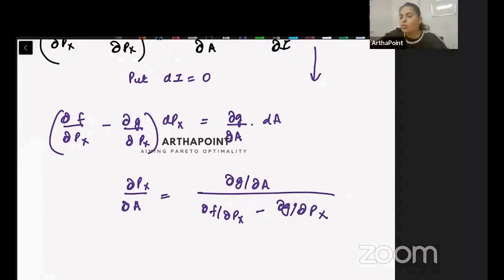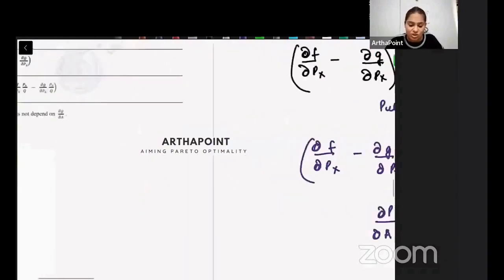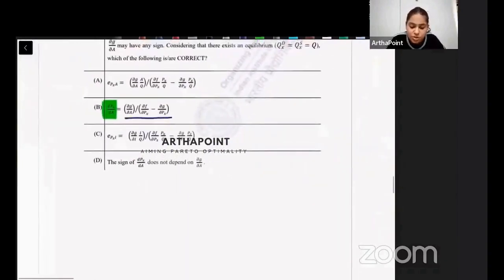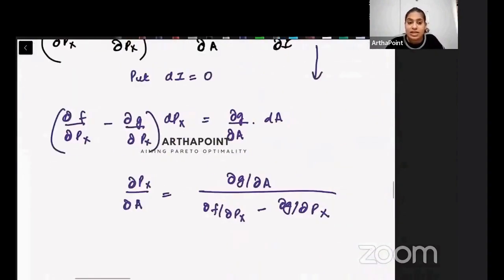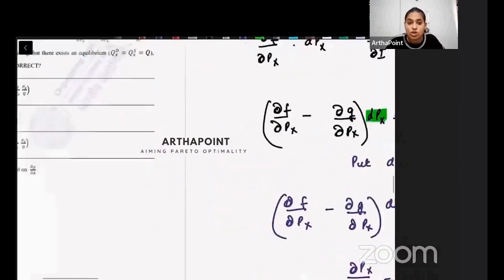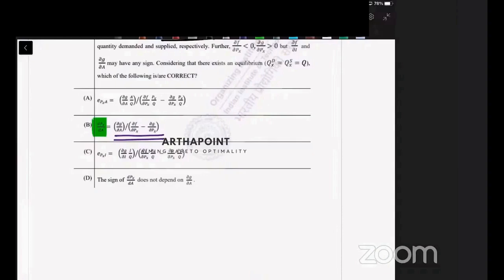So if you solve this, this is your answer, how price changes as A changes. That means this one. Do you think it's the same thing? It is. The numerator is del G by del A and the denominator is del F by del Px minus del G by del Px, which means we have got the same answer. So this is exactly matching the scenario. So this is the correct thing.